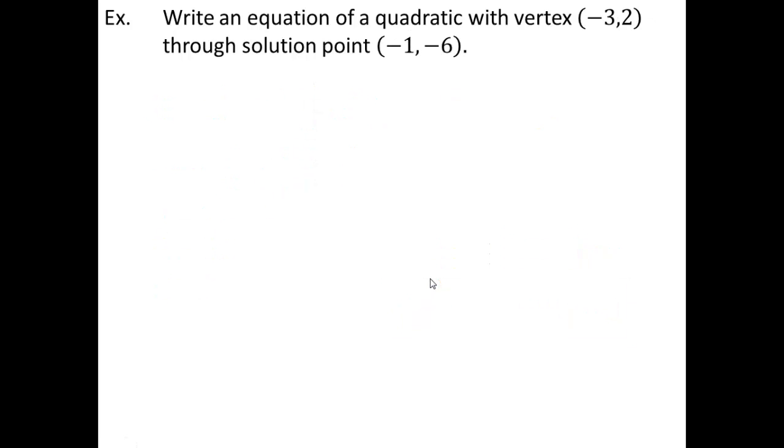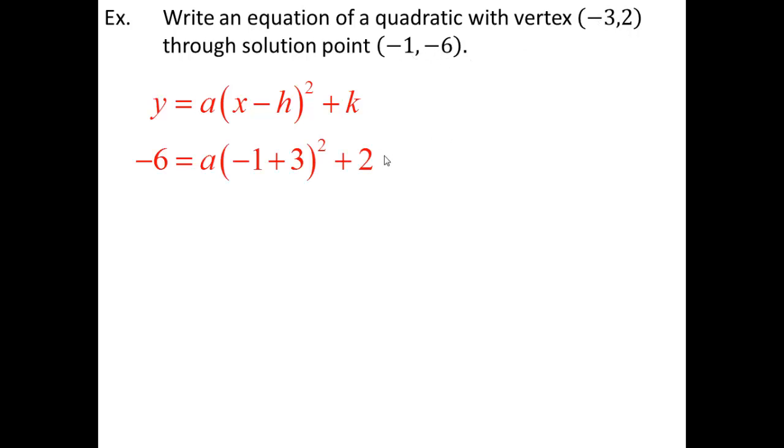So here's another one. Why don't you try this one on your own? Hit play when you're ready. So we'll start this one off the exact same way we did the last one. We'll start with our vertex form. Our vertex this time is the coordinate -3, 2. Our solution point is -1, -6. So we'll plug in h and k where they go. We'll plug in x and y where they go. So here's what it should look like.